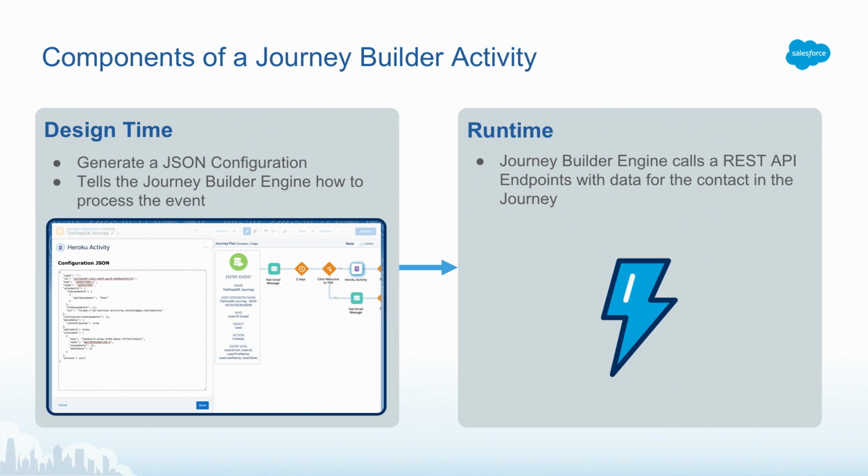And then there's the runtime, which for custom activities is a REST API endpoint that Journey Builder will call when a contact is flowing through the journey and reaches that activity. The job of the design time is to describe through this JSON configuration how the engine should run, like what data it should send to that REST API endpoint. So you really have to build both sides of this as a custom activity developer.